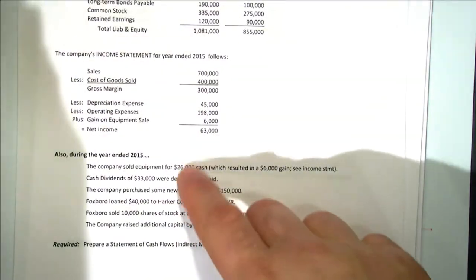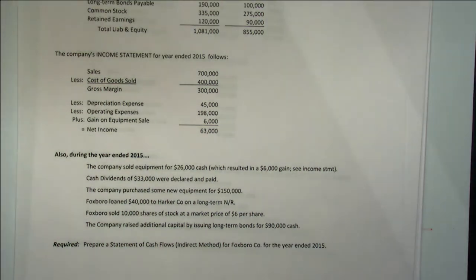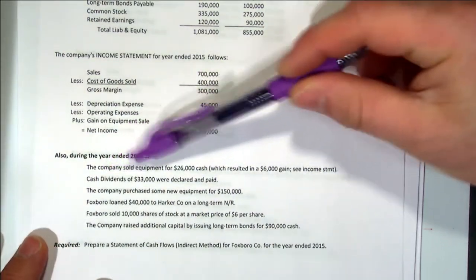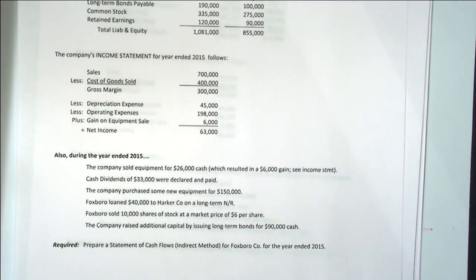So don't let this one freak you out. Just classify each one of these. And if you don't know what number to put on the cash flow statement, ask yourself, how is cash affected? For example, if we sold the equipment for $26,000 cash, by golly, in the investing section, it's going to say plus $26,000. It doesn't matter what the original cost or book value or any of that is. You're always looking at how much cash came in or went out when you do the cash flow statement.